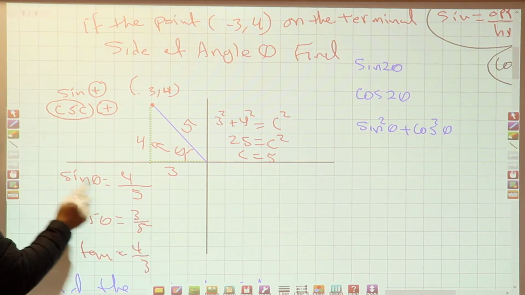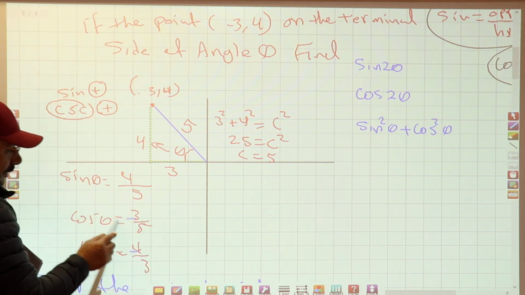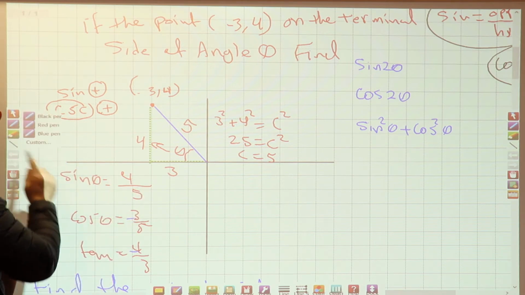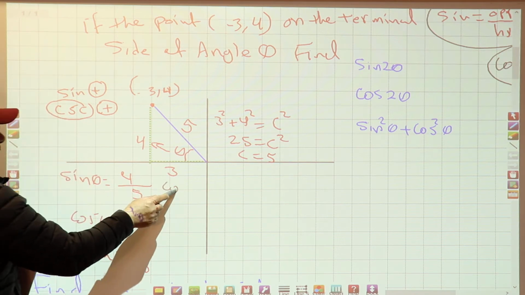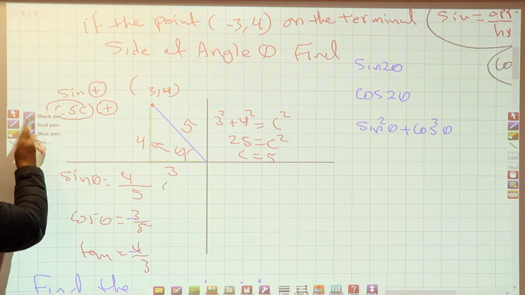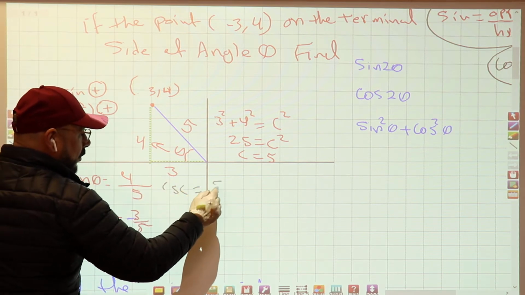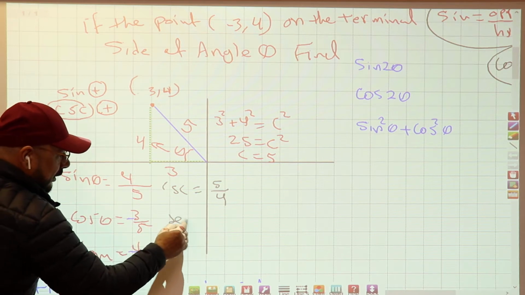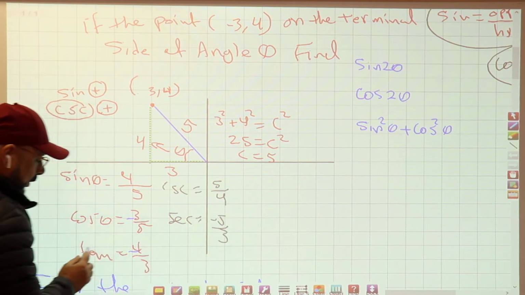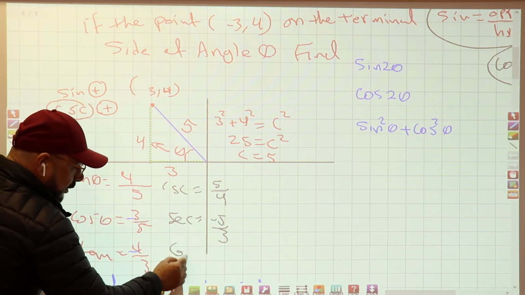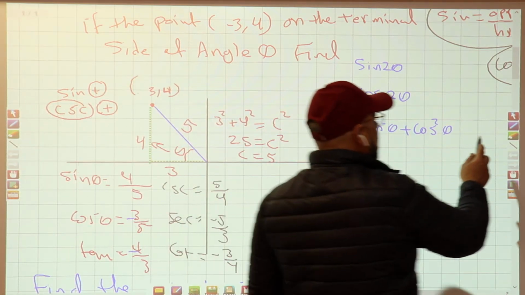Now look here. To find secant and cosecant, the x side is going to be negative. These two are negative, this only. Cosecant now is the reciprocal of which one? It's the reciprocal of sine, which is 5 over 4. Secant, the reciprocal of the cosine, is negative 5 over 3. Cotangent is negative 3 over 4.